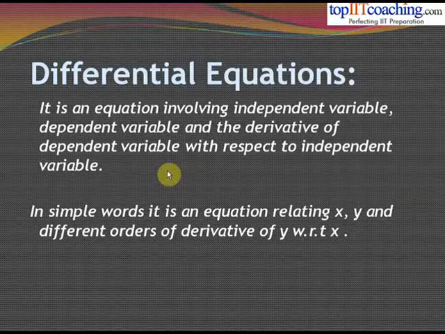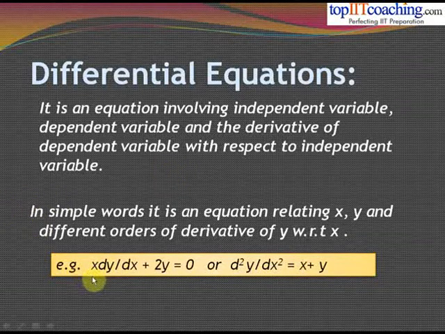So this is an equation in which you will find x, you will find y, and you will find derivatives of y with respect to x. This could be dy by dx or d square y by dx square or d cube y by dx cube and so on. For example, x times dy by dx plus 2 times y equal to 0. Here we find x, we find y, and we also find the derivative of y with respect to x. Similarly, consider d square y by dx square equal to x plus y. Again you have x, you have y, and you have the second derivative of y with respect to x. So these all are examples of differential equations.